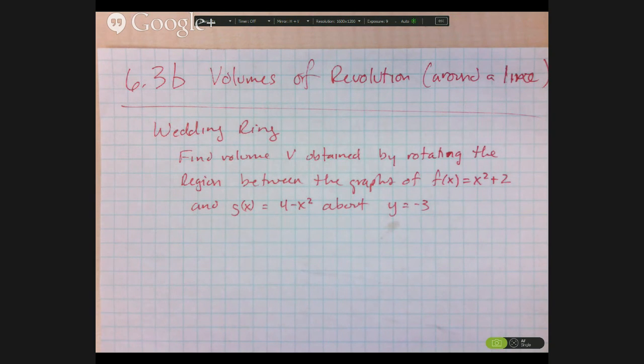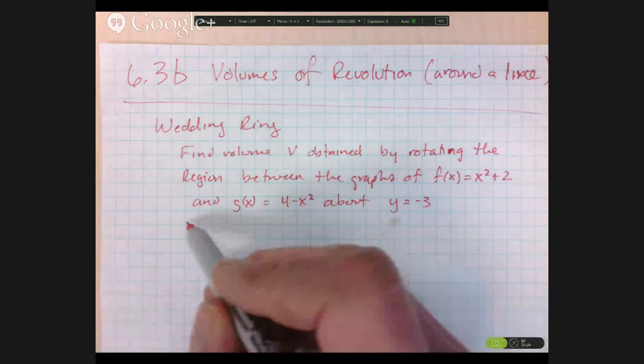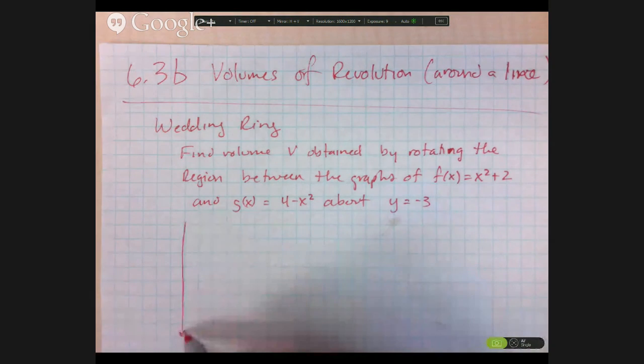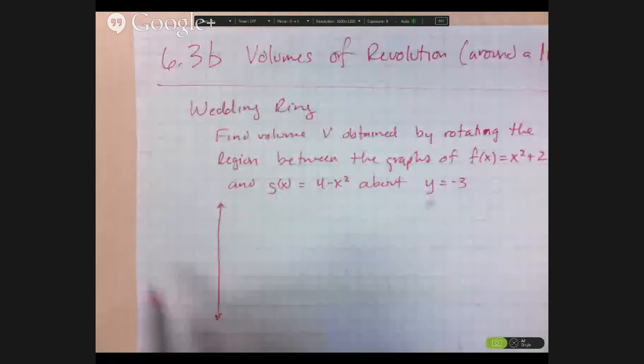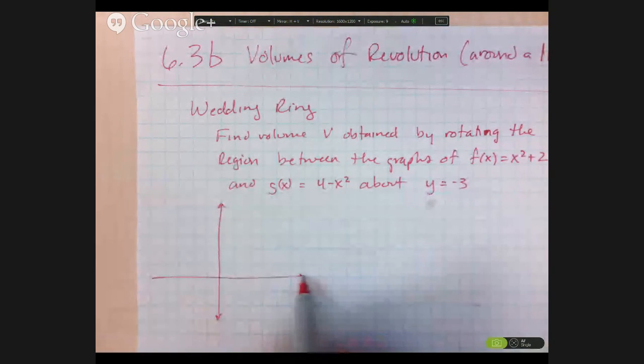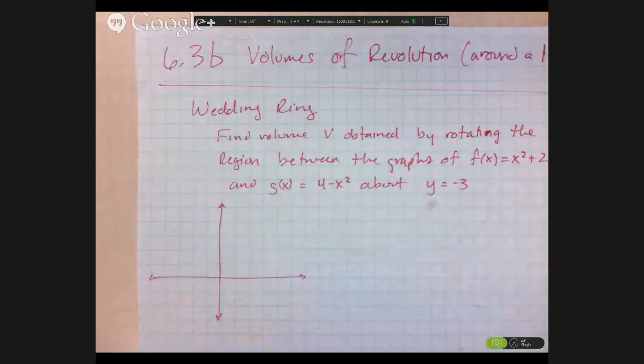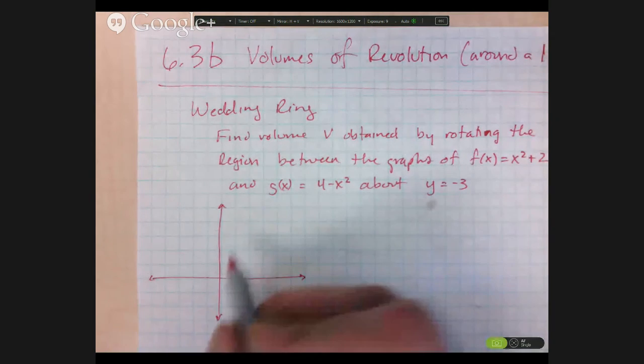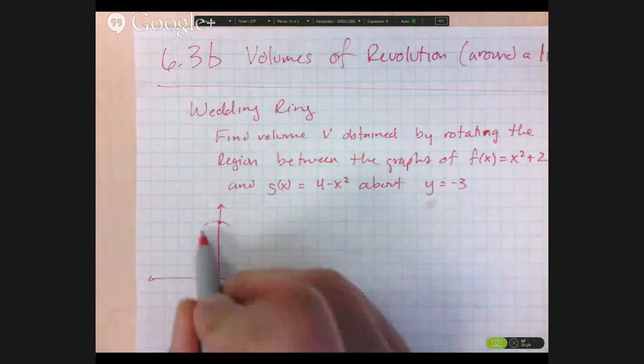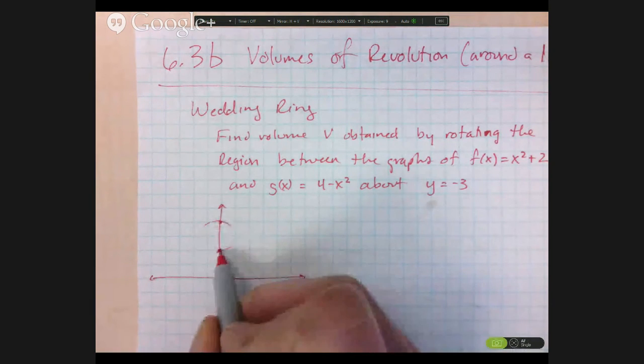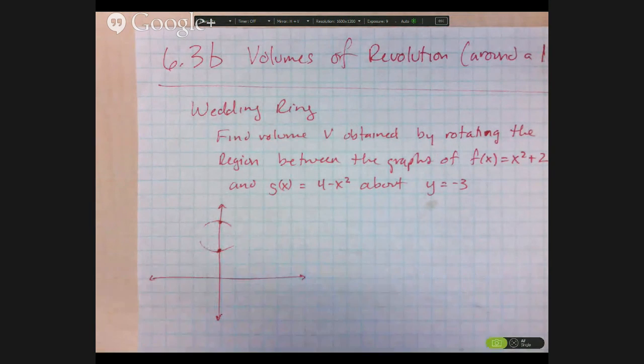So no x-axis, we have the line y equals -3. Basically what this shapes up to look like, and we have 4 minus x squared, 2 plus x squared. The question is, where do they intersect, right? Okay, so where do those hit each other?